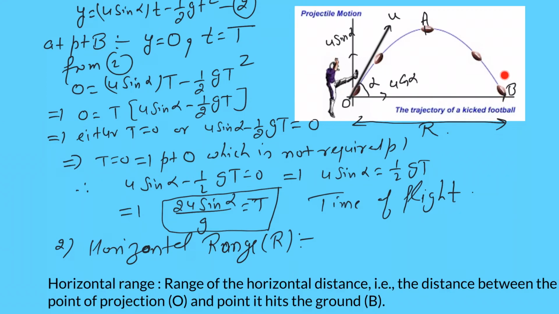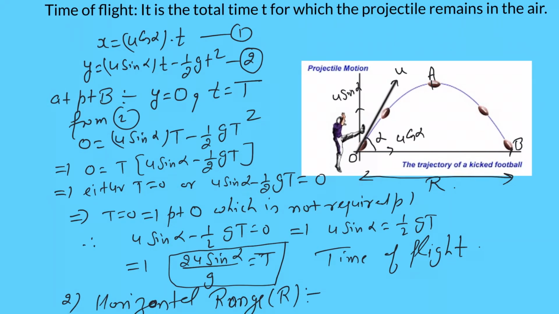It hits the ground, like the trajectory of a ball kicked by a footballer. So this horizontal distance is called the horizontal range, and we know the formula for horizontal distance is given by equation number 1. So this formula will be used.